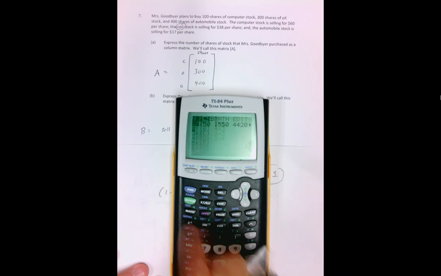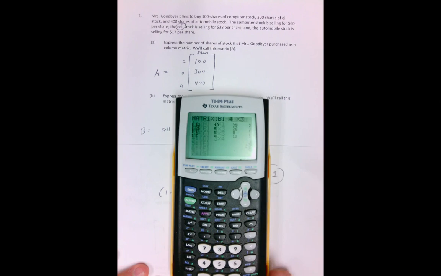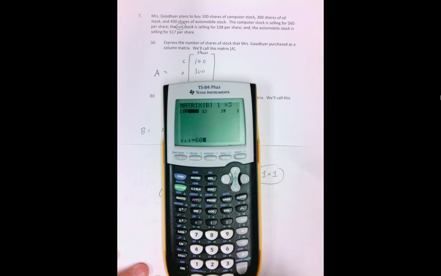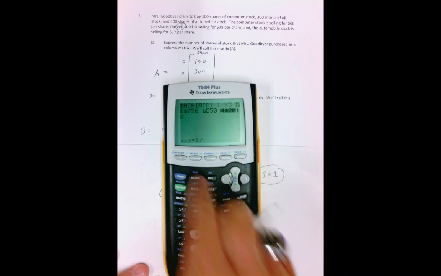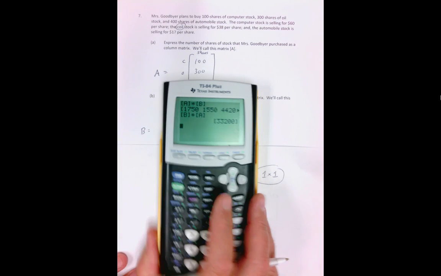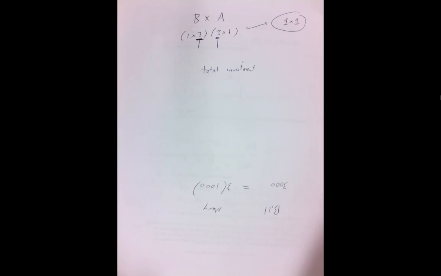Quit, go back into matrix, go over, let's edit our B. And guys, our B is going to be a 1 by 3. So we have 60, 38, and 17. Okay, let's multiply this together. So we need to go matrix B first, times matrix A second. And we find out that her total investment is worth $33,200. Okay. Well, guys, long video, but I'm done.